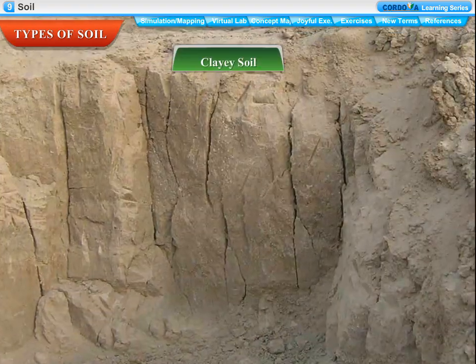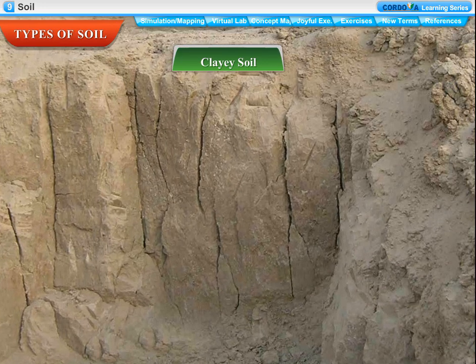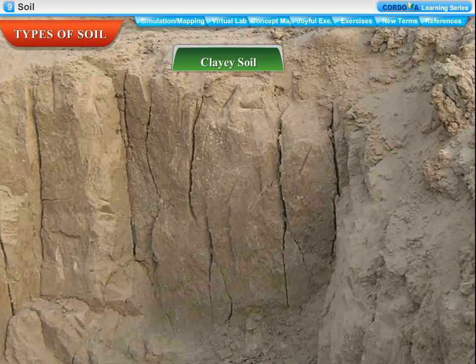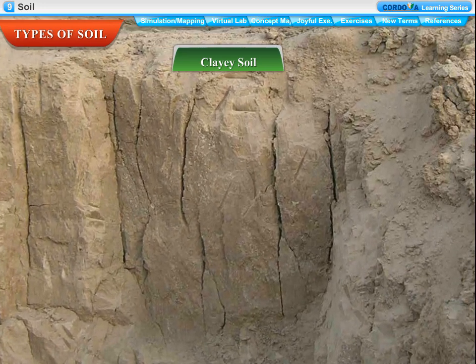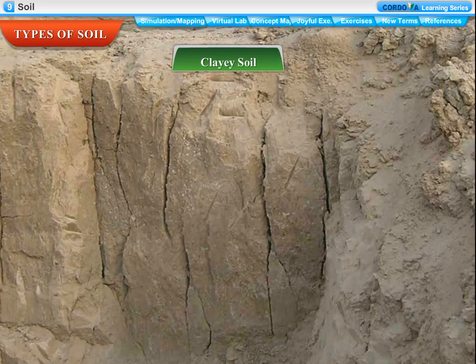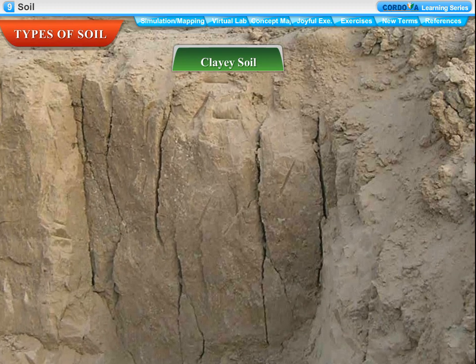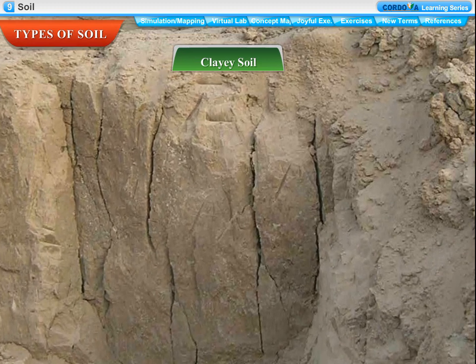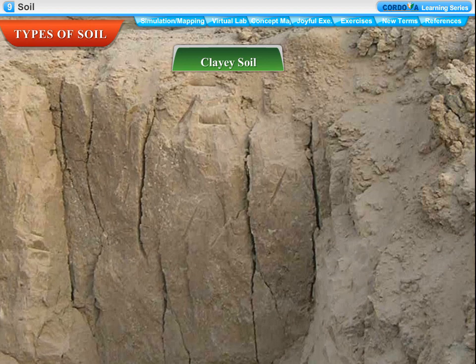Clay soil. Clay soil contains mainly clay. It has very little amount of sand and silt in it. It also contains some humus. The features of this soil are: clay particles are much smaller, packed tightly together, leaving little space for air. So, clay soil has little air.